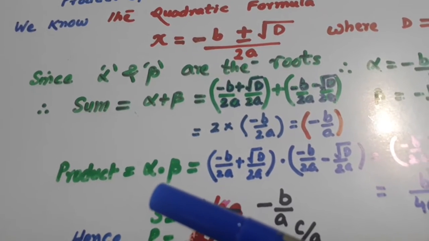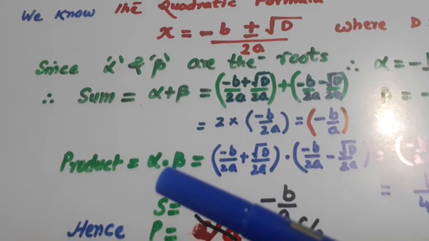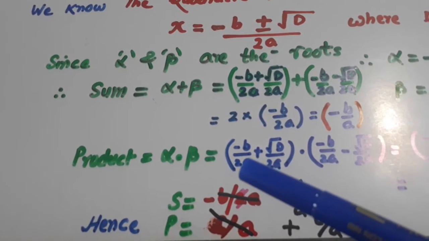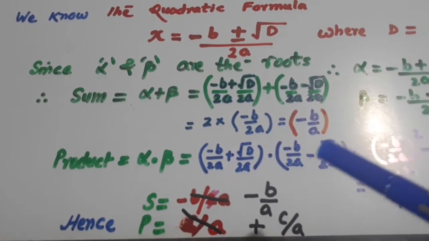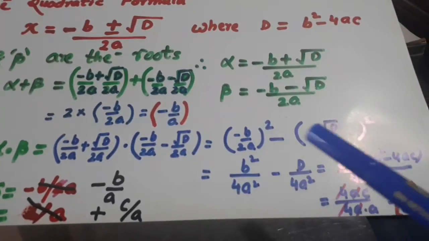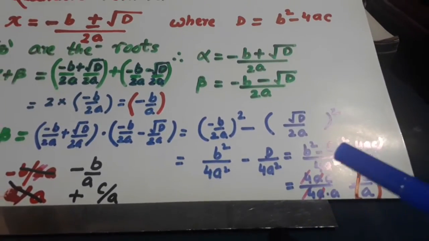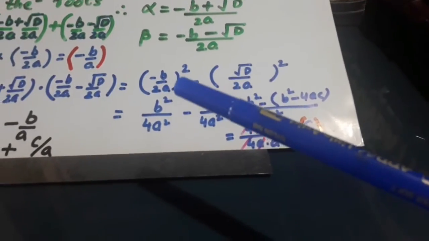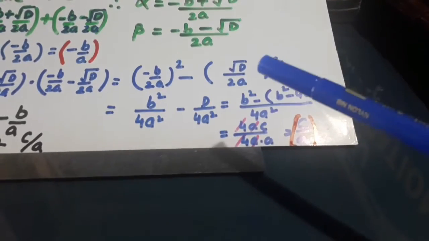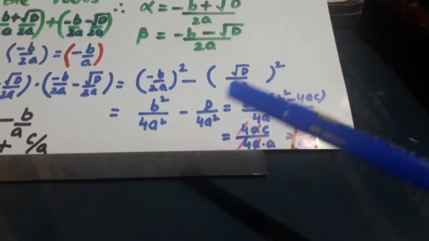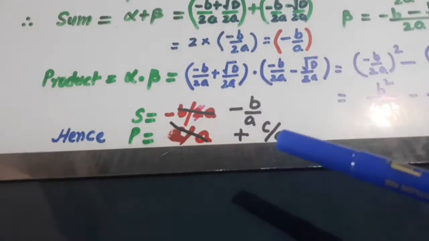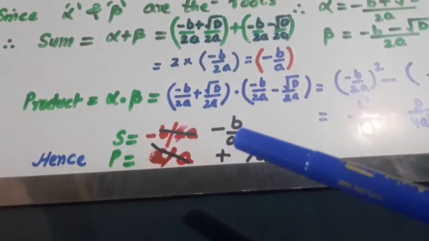Product of the roots, alpha multiplied with beta, that is alpha beta. If we multiply this, one is of the shape a plus b and this is of the shape a minus b. We will get a square minus b square. And on solving, we will get ultimately c over a. Look here, b square over 4a square and root d over 2a square means d over 4a square. So on solving this, we get c over a. So product of the roots is c over a. Sum of the roots is minus b over a.